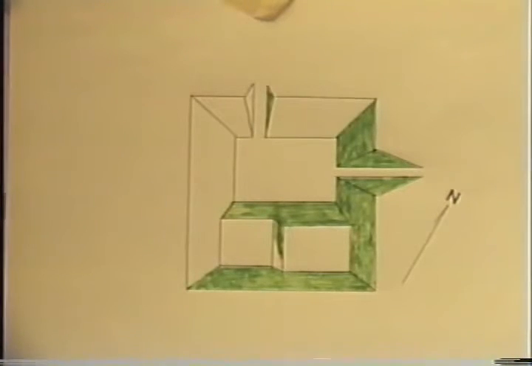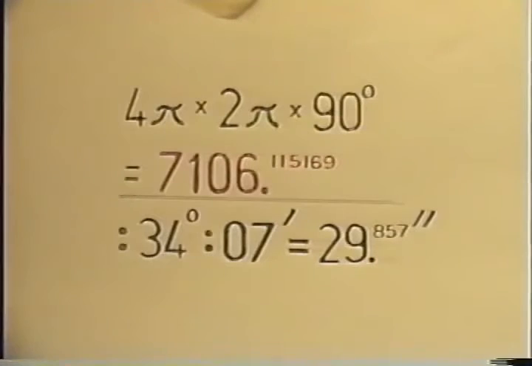4 squared corners at the base, 4 pi. 2 ramps, 2 pi. And 90-degree corners everywhere, 90. And voila, Etowah's latitude and the code value which encodes it.